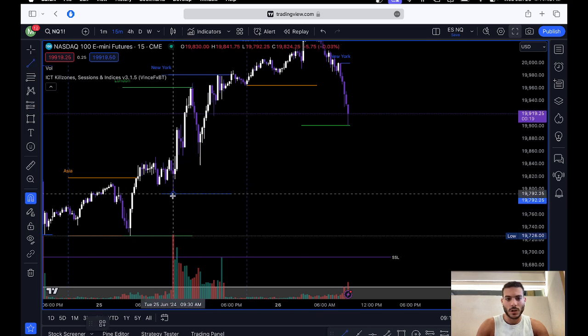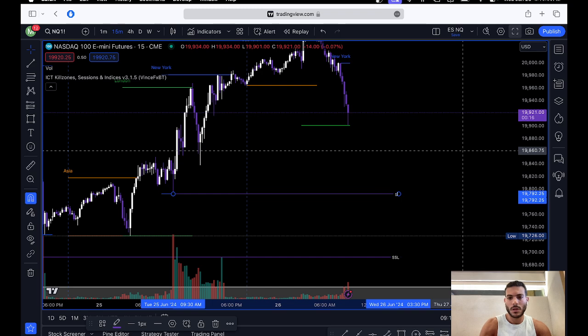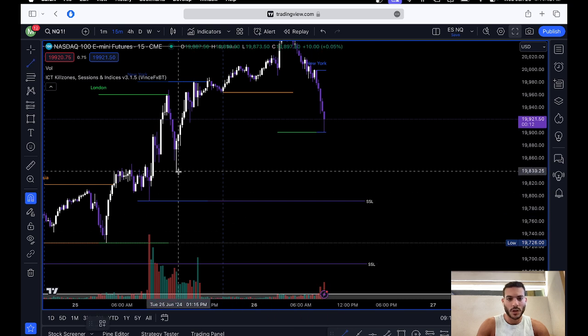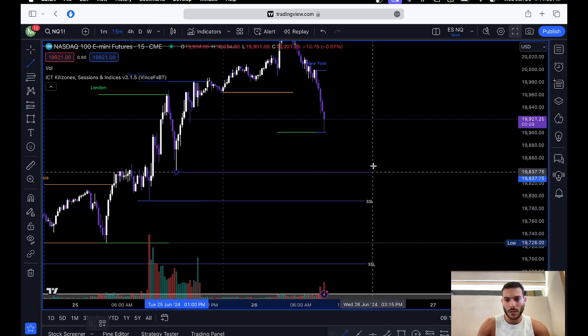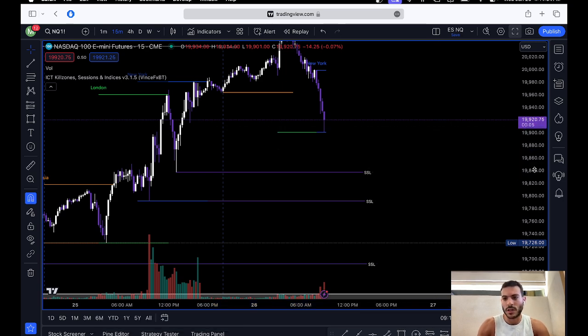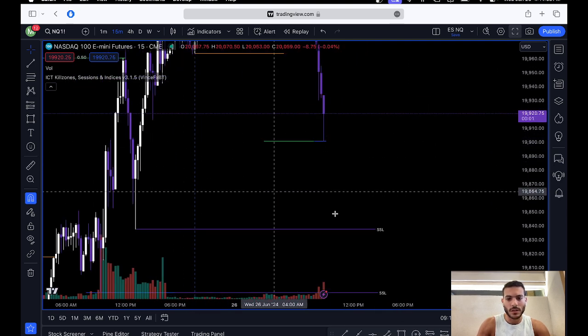So this is the New York session low from yesterday, right? Important level. You already know a bunch of stops are sitting there, as well as the swing low right here. So these are next obvious draws on liquidity, obvious levels of draws on liquidity, right?